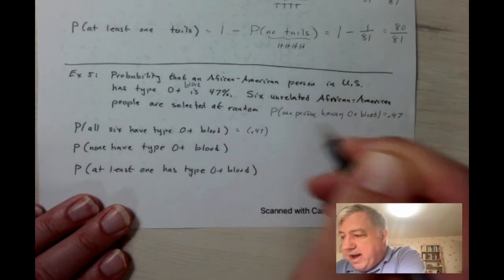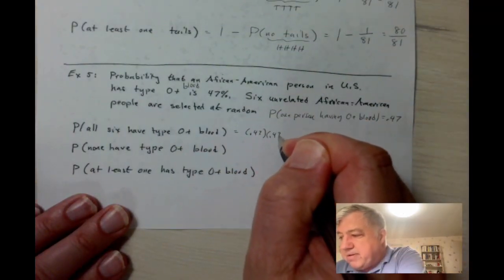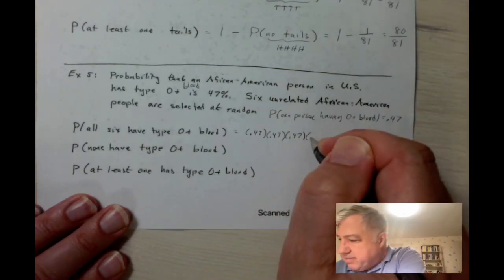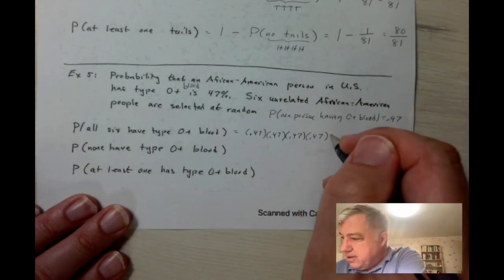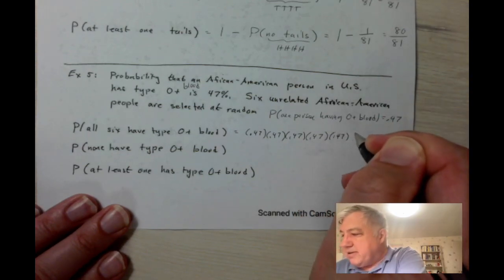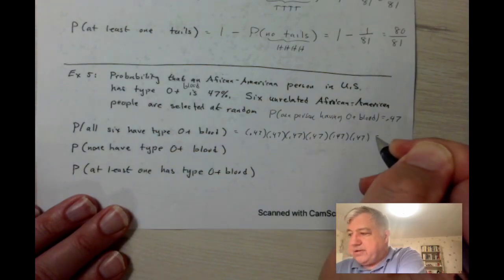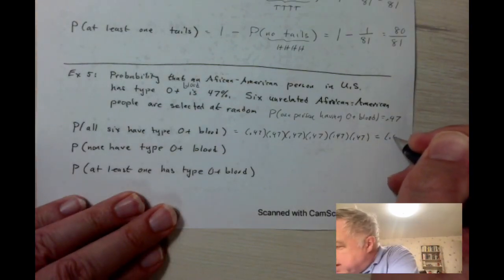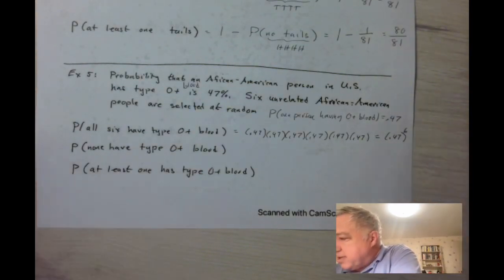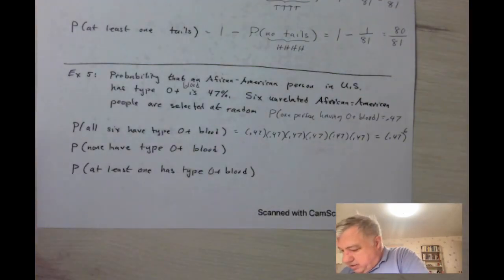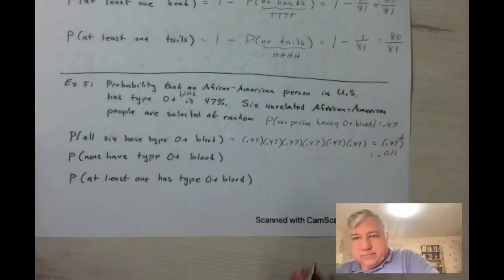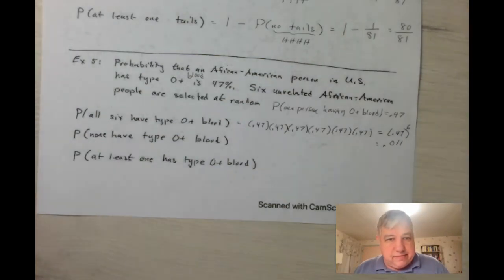Now the probability that all 6 have O positive blood would be the probability that the first has it, times the probability that the second person has it, times the probability that the third person has it, times the fourth, times the fifth, times the probability that the sixth person has it. In other words, this is 0.47 raised to the 6th power. And that turns out to be 0.011, if we round to 3 decimal places.